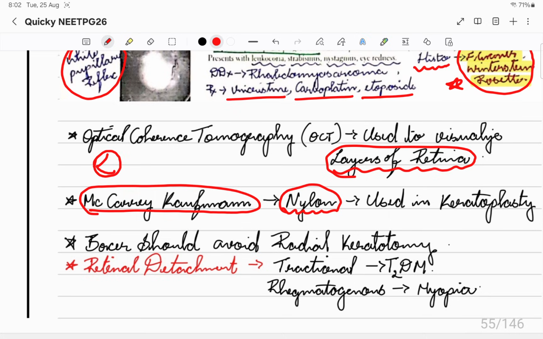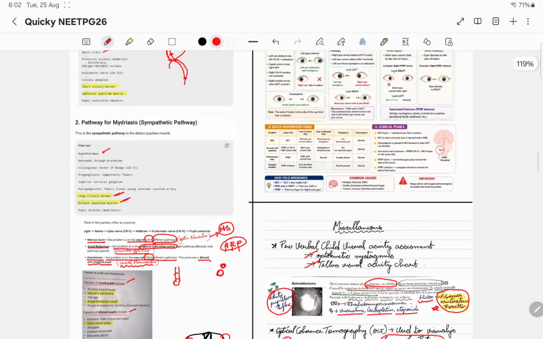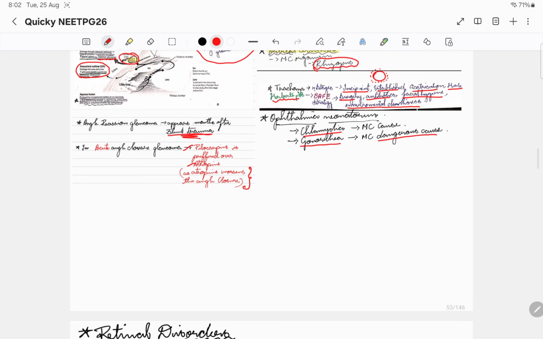Then boxers should avoid radial keratotomy; radial keratotomy is not done in boxers. Then retinal detachment we discussed: tractional will be in diabetic retinopathy, whereas rhegmatogenous is in myopia and refractive errors. So please remember these two points.